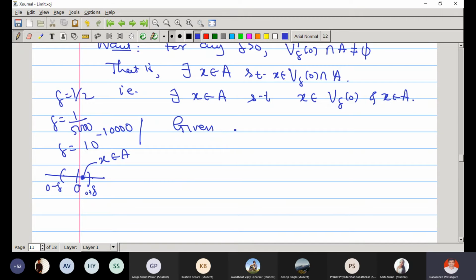So how to start the process? Given any delta, we are able to find a point in the neighborhood as well as in A, which is in common. So what we want now is x in V delta 0 intersection with A. I am not saying deleted because 0 is anyway not a member of the set, so no question about 0. Now given delta, can you tell me what is the point? Can you produce such a point?